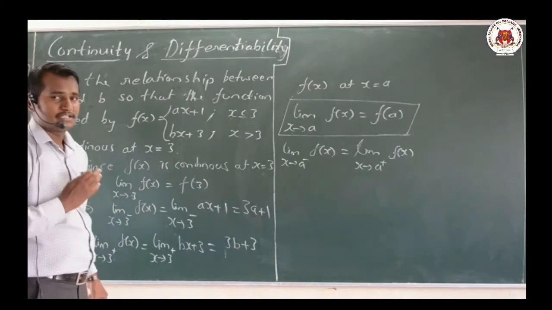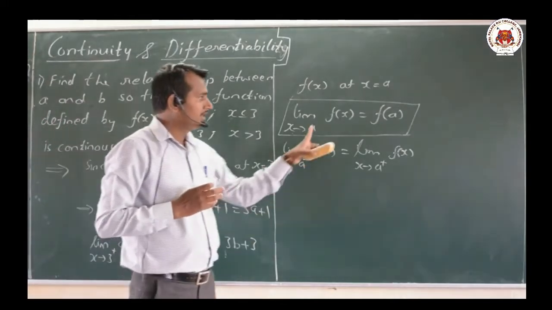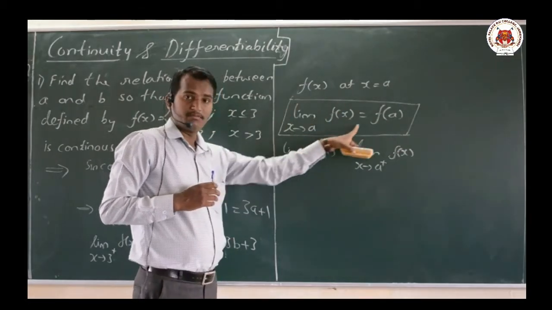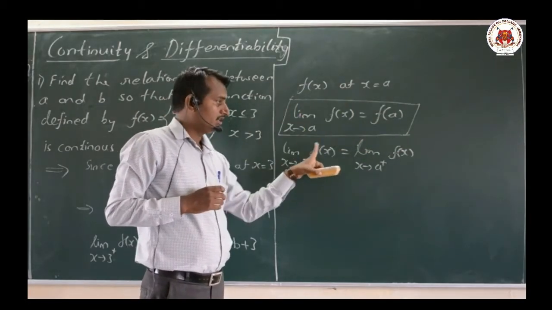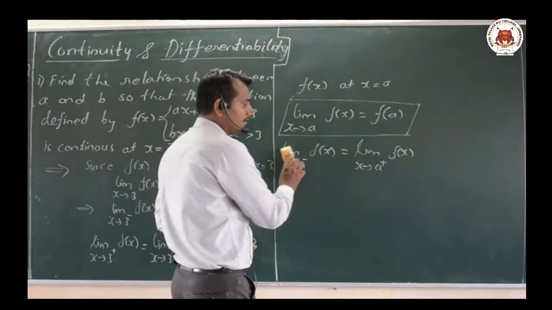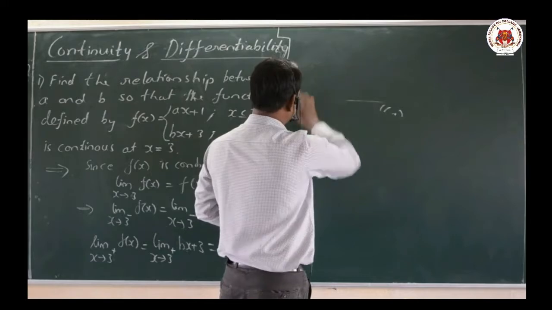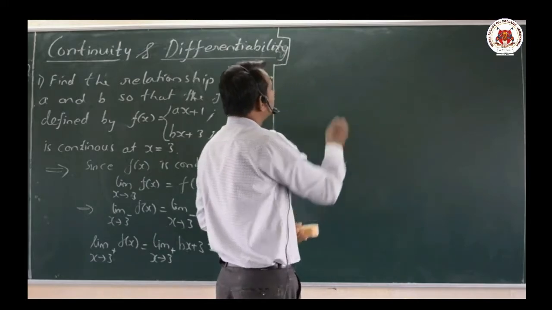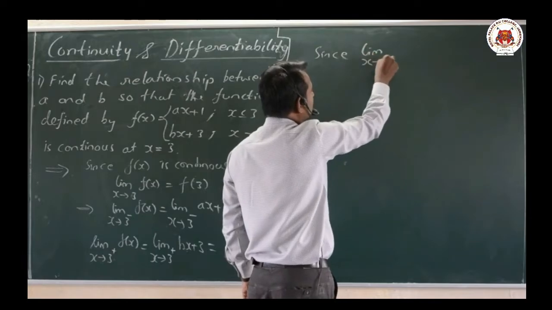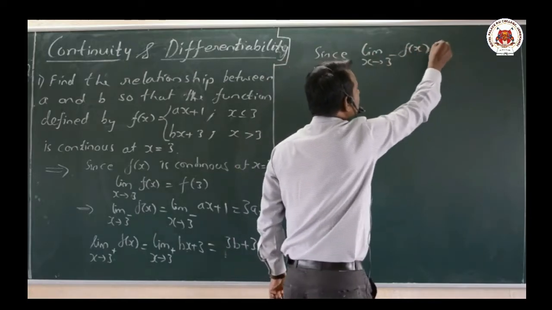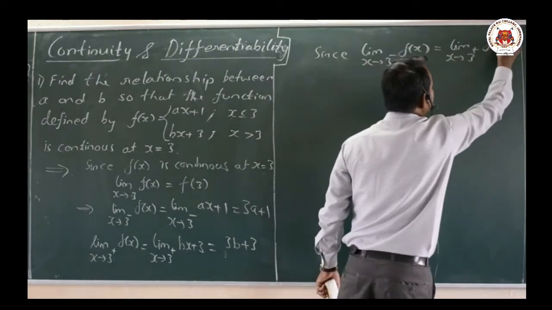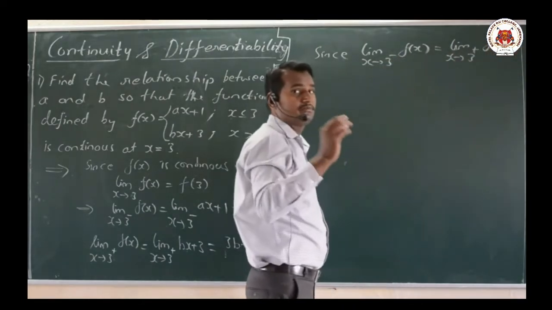But what actually does continuity mean? It is already continuous, it already satisfies, but when we are talking about the limit here, the left hand limit should be equal to the right hand limit. Here we should have left hand limit equal to right hand limit, that we shall equate. Since limit as x tends to 3 minus f of x should be equal to limit as x tends to 3 plus f of x. These both should be the same and should be equal.